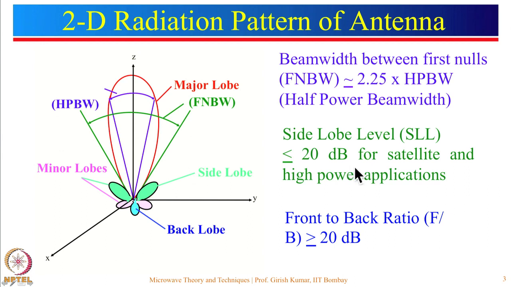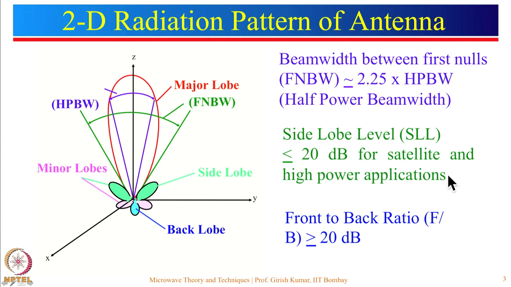So what does 20 dB less imply? It implies 1 by 100. So just think about a high power application. If we are transmitting, let's say, 1 kilowatt of power, 1 by 100th of that will be 10 watt power going in the undesired direction. For some of the defense application, power transmitted may be 1 megawatt pulse power. So in that particular case, 1 by 100 will be 10 kilowatt of pulse power going in this particular direction, and that may create a lot of harm to the people or to the equipment in that particular region. Hence, for high power, we definitely want side lobe level to be much less than minus 20 dB.